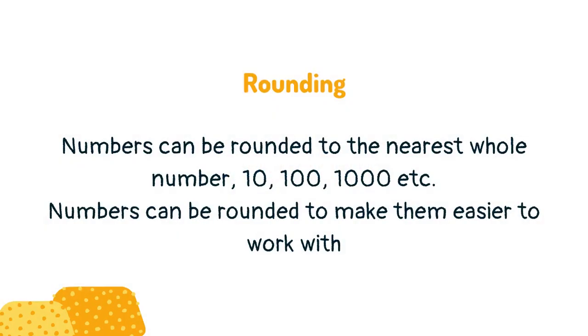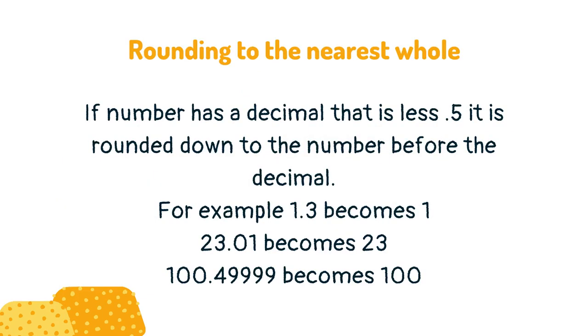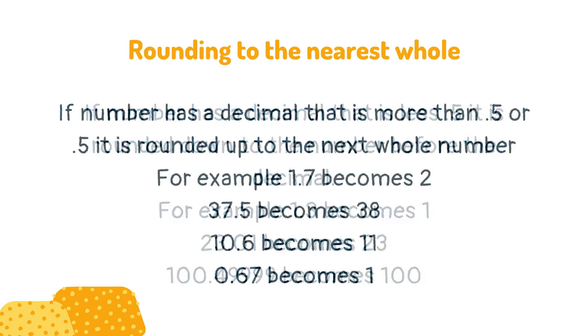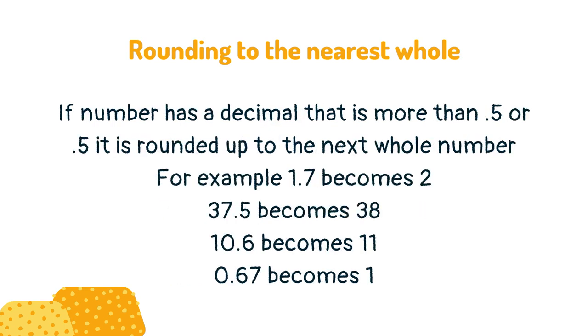Rounding. Numbers can be rounded to the nearest whole number, 10, 100, 1000 and more. Numbers can be rounded to make them easier to work with. If a number has a decimal that is less than 0.5, it is rounded down to the number before the decimal. For example, 1.3 becomes 1, 23.01 becomes 23, 100.49999 becomes 100. If a number has a decimal that is more than 0.5 or 0.5, it is rounded up to the next whole number. For example, 1.7 becomes 2, 37.5 becomes 38, 10.6 becomes 11, 0.67 becomes 1.